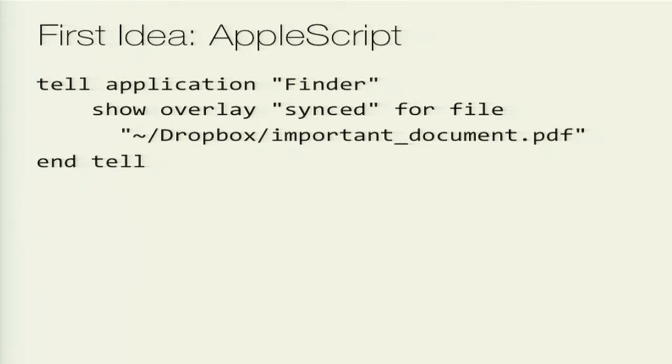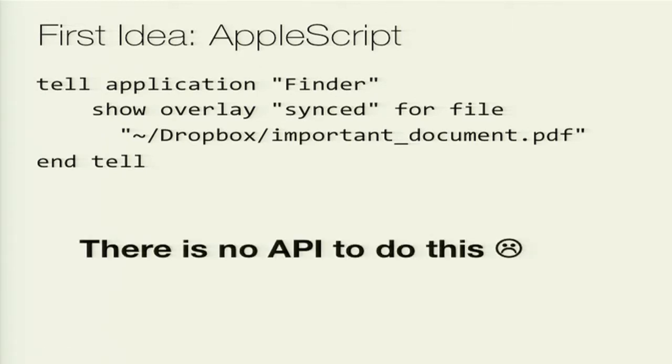So the first idea was, let's try to use the OS-sanctioned way of doing things. Let's try to use AppleScript. Has anyone here actually used AppleScript before for anything? You poor thing. It's terrible, isn't it? It's like the worst language ever. It's supposed to be natural language, kind of like IPC, where you can say tell Finder to do this, and then Finder will do it, right? Well, as it turns out, unfortunately, there is no API to do this on Mac. So it wasn't going to be that easy.